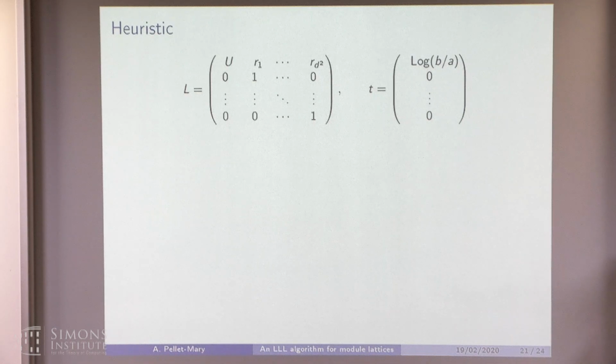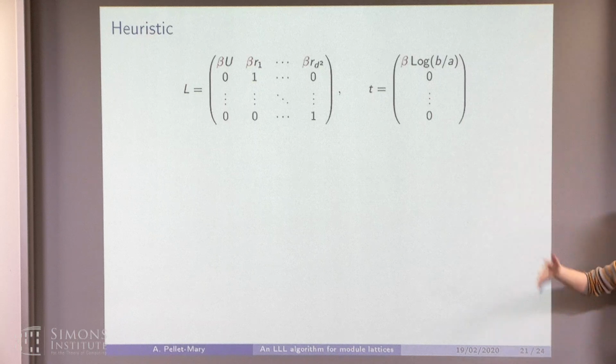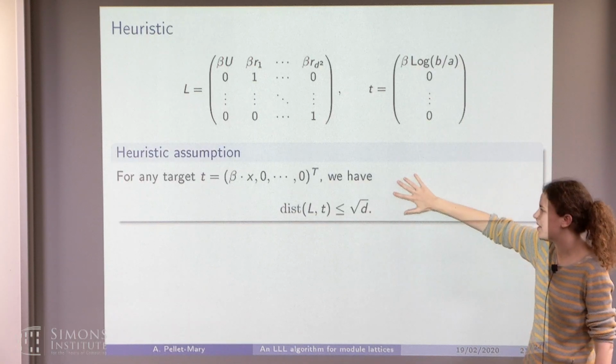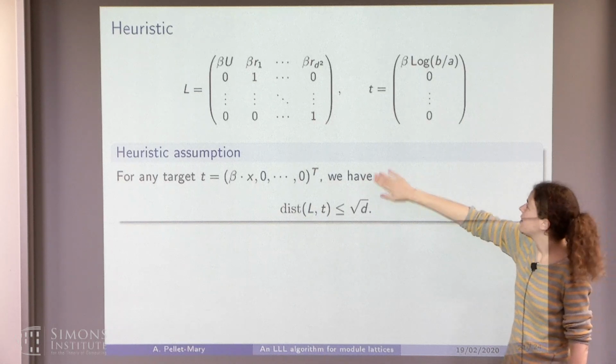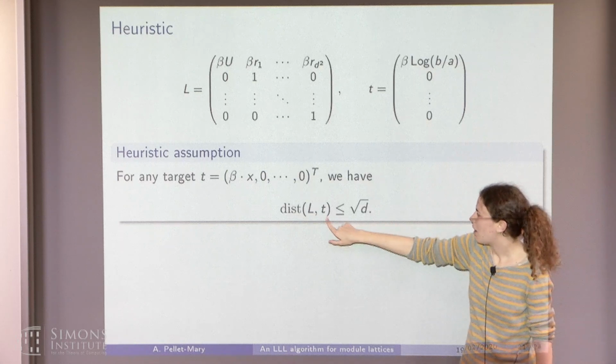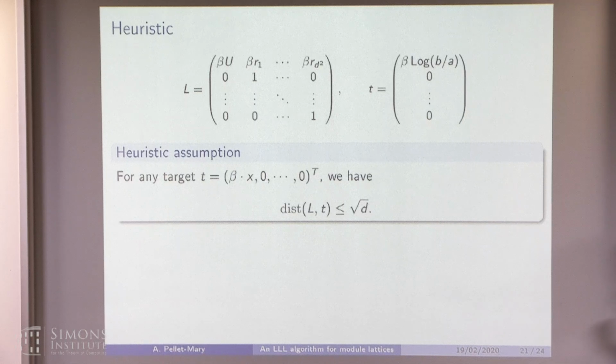So basically we have the lattice and the target. Sorry, there is a scaling factor because there are two parts in this lattice, and we want the top part to be closer than the second part, so we scale by something large. The heuristic we make is this: we assume that for any vector of this form with zeros on the bottom part, the distance of the vector to the lattice is less than square root t. We made some experiments in very small dimensions, so I'm not sure it's working.